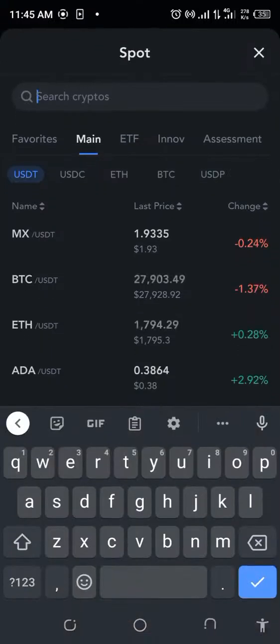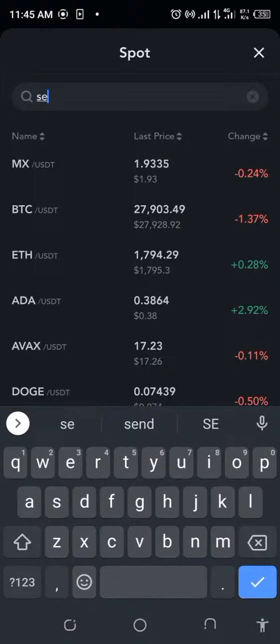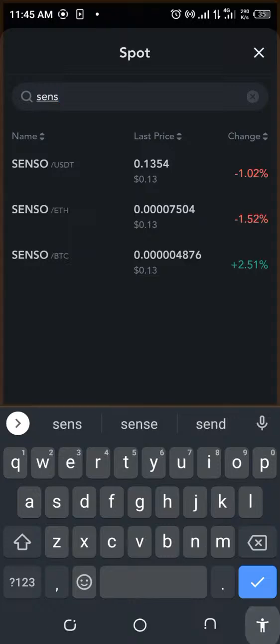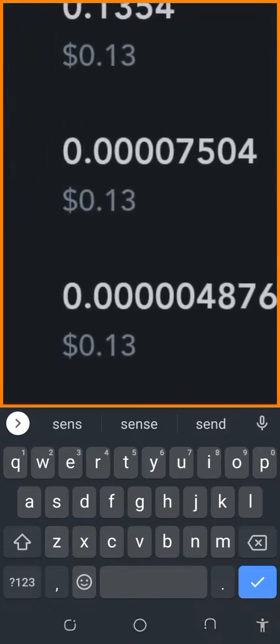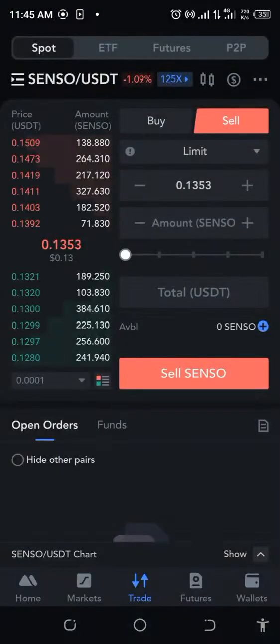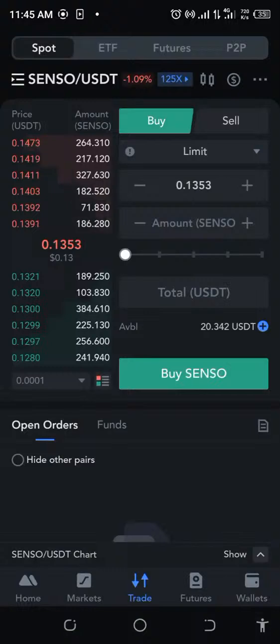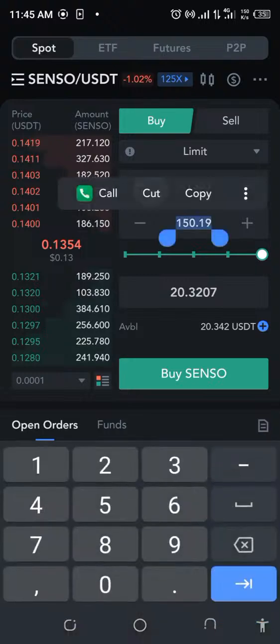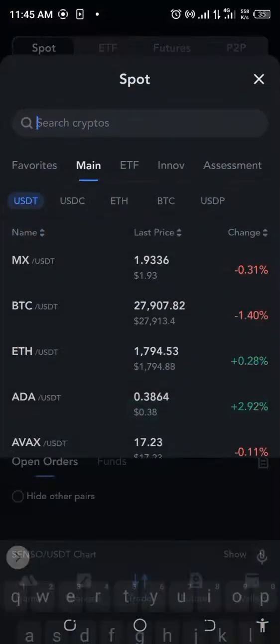So let's check on ETH. That should be SENSO ETH. Well, everything still looks like the same price, but let me go back and try to sell to ETH. Maybe with that, I could see whether it would be a better option. You can see now it's gone down to 150.19. Okay, so let me copy this, cut that, and then go to SENSO ETH.